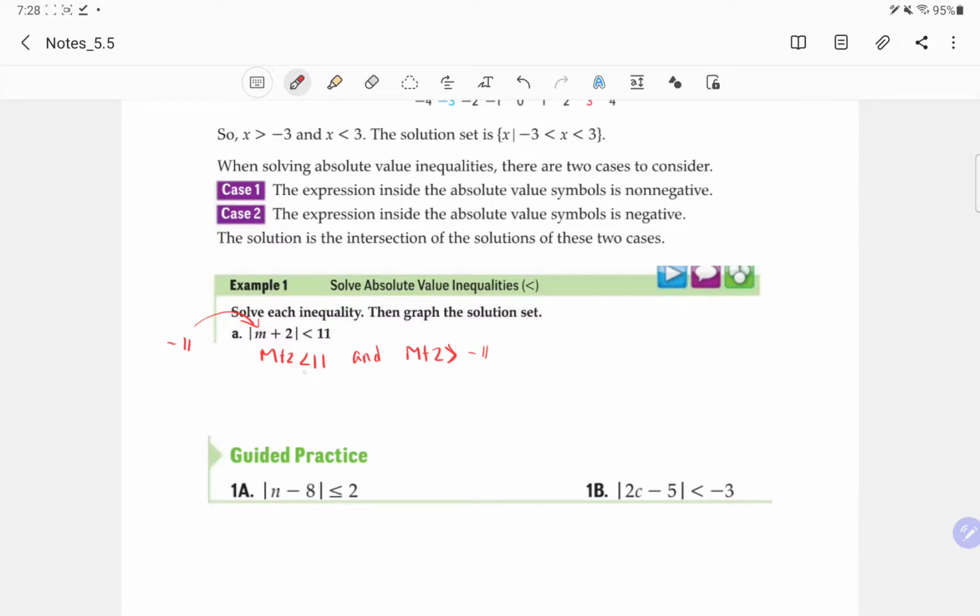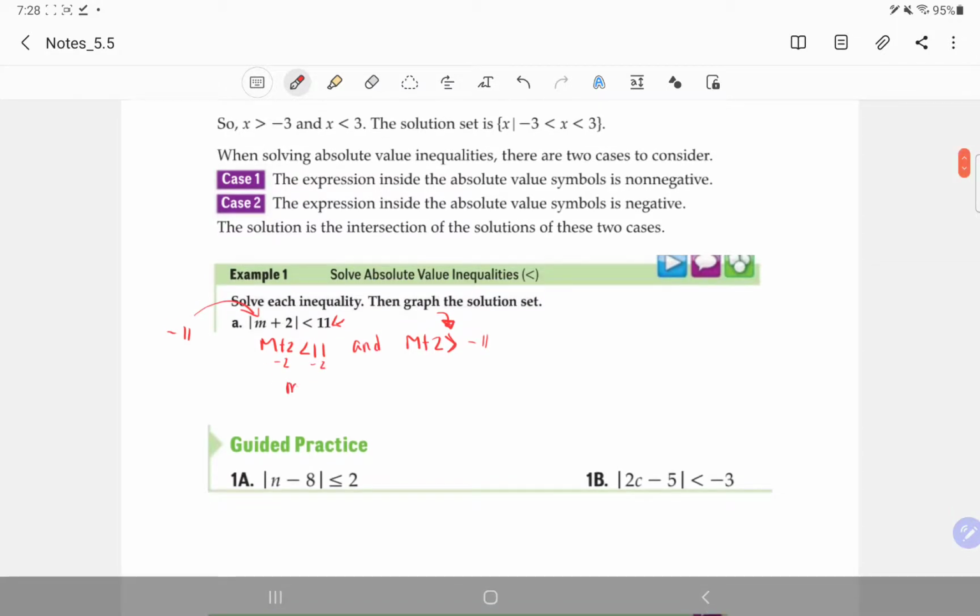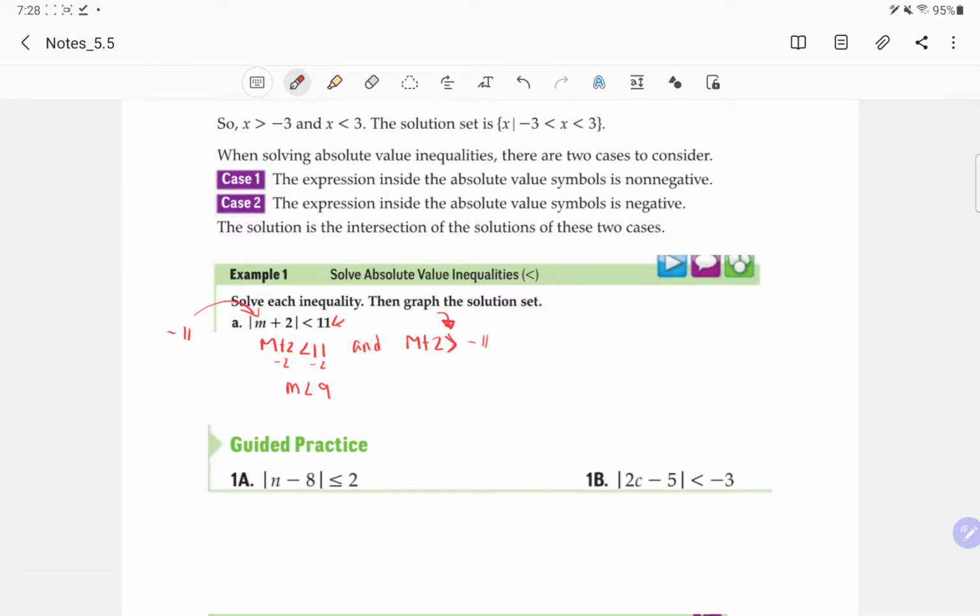Okay, so you have your positive situation, the one that they gave you: m plus 2 is less than 11. And you have m plus 2 for a negative 11 option. But when you have that negative option, you need to turn your inequality sign around. Okay? So you're going to solve them both. I'm going to subtract 2 here, and subtract 2 here. That leaves me with m is less than 9. Same thing over here, subtract my 2. M is going to be greater than negative 13.